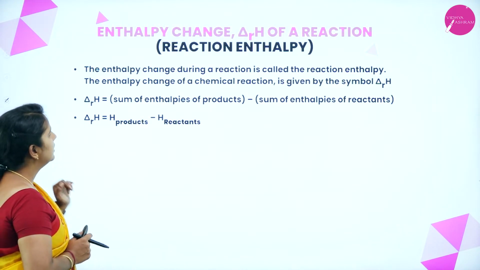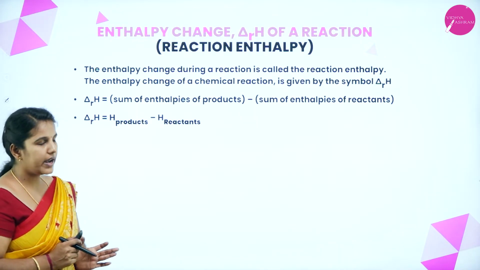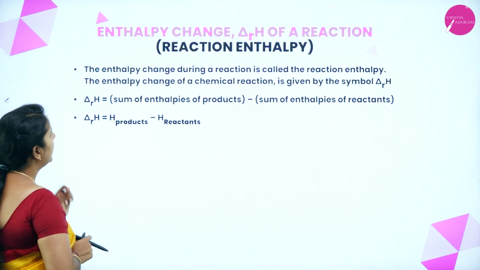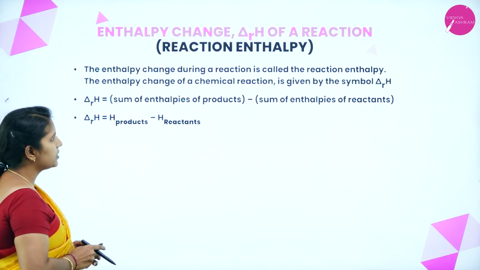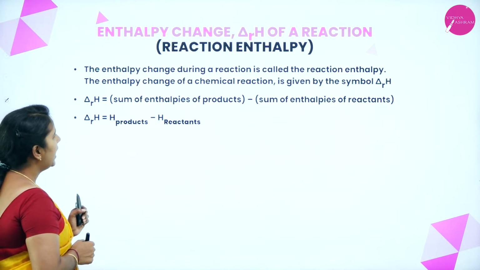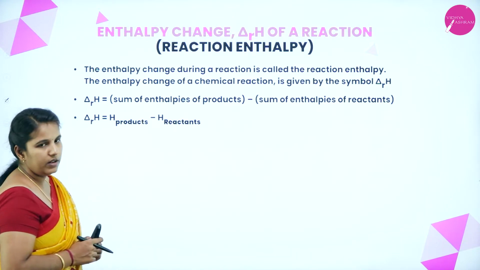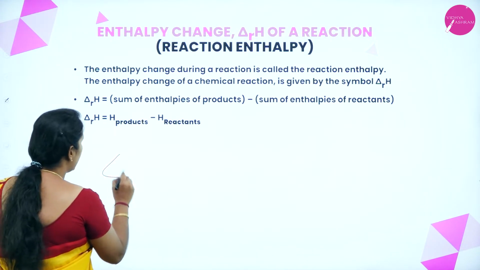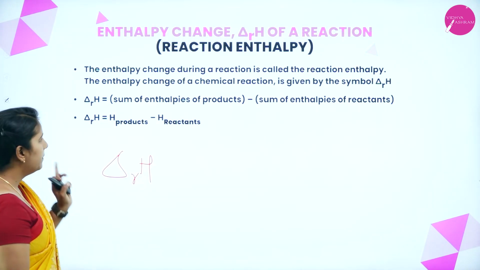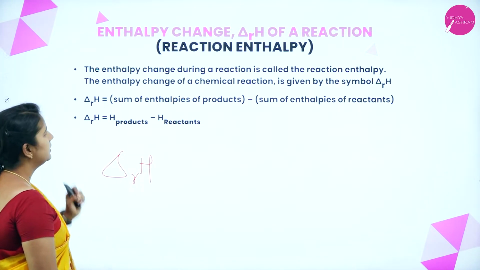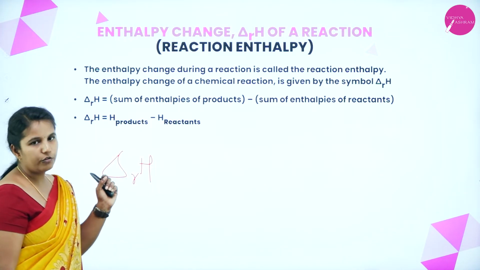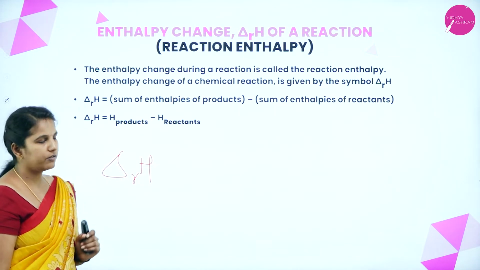Next we have the enthalpy change of the reaction, which is also known as the reaction enthalpy. The enthalpy change for a chemical reaction is given by the symbol delta r H. This can be calculated using a formula: the reaction enthalpy is the sum of the enthalpies of the products minus the sum of the enthalpies of the reactants.